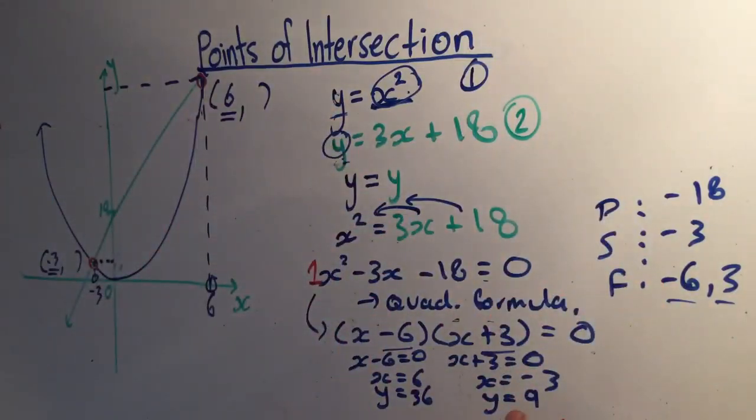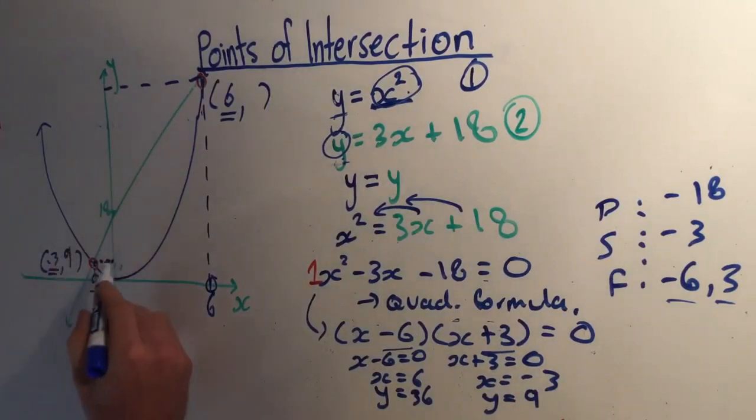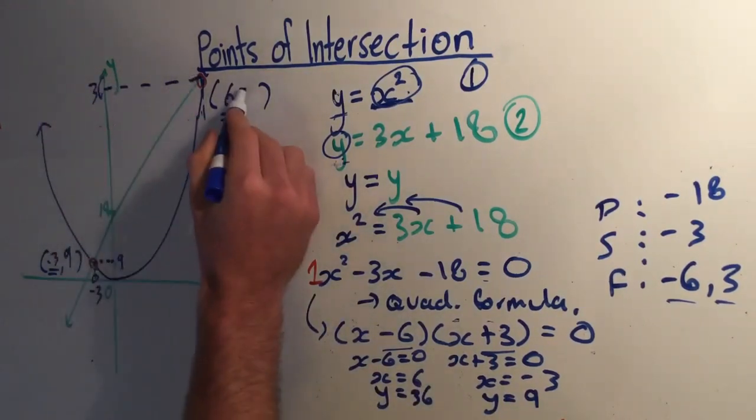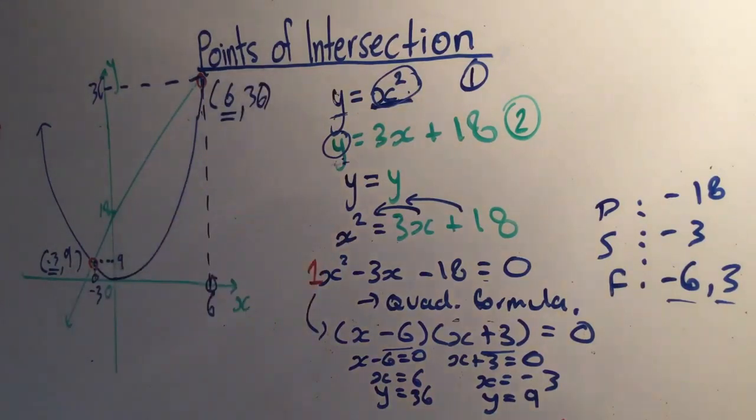Okay, so we know that y equals 9 when x equals -3. So in other words, this value here is 9. And we know that when x equals 6, y equals 36. So up there, we made it 36. And that's how you find the points of intersection between a parabola and a line.